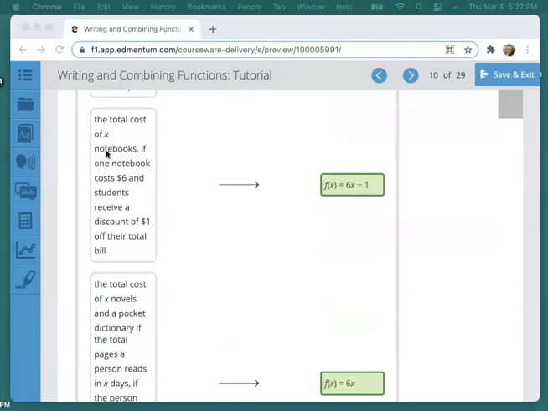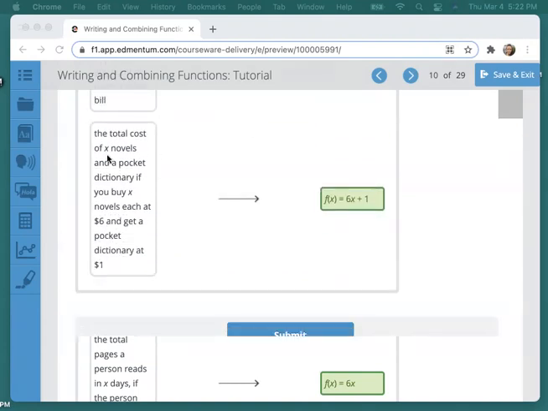Okay, the total cost of X notebooks, if one notebook costs $6 and students receive a discount of $1 off their total bill. So one notebook costs $6 and there's X number of notebooks, so 6 times X minus the $1 discount.